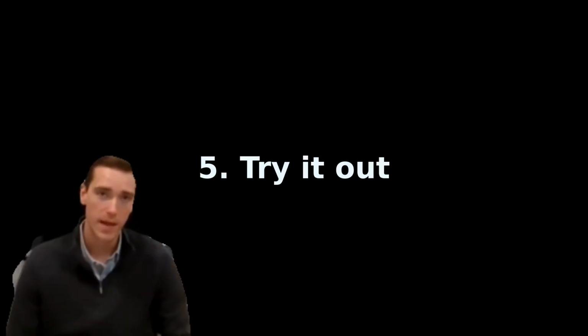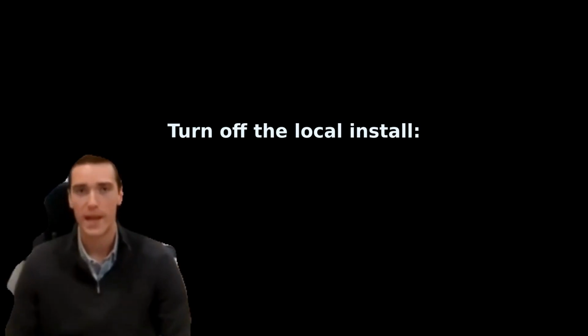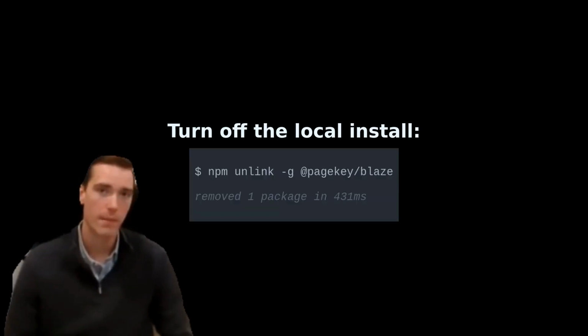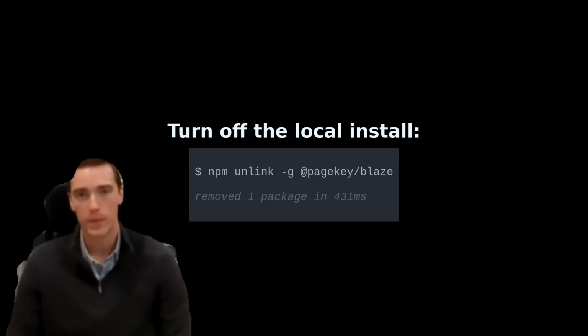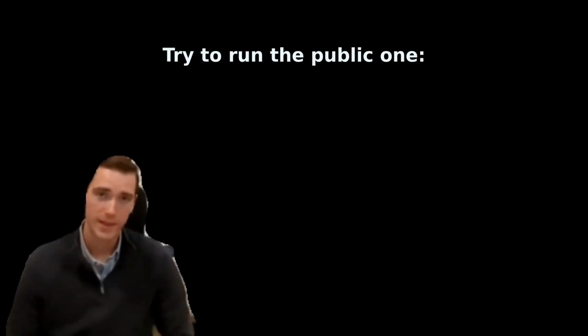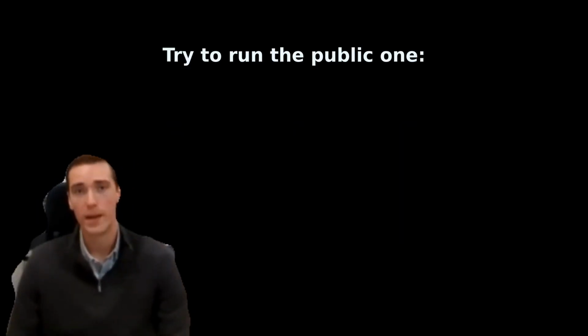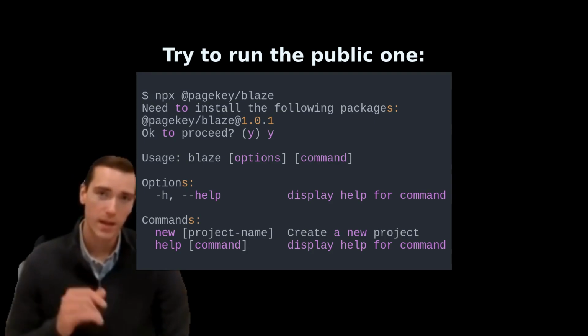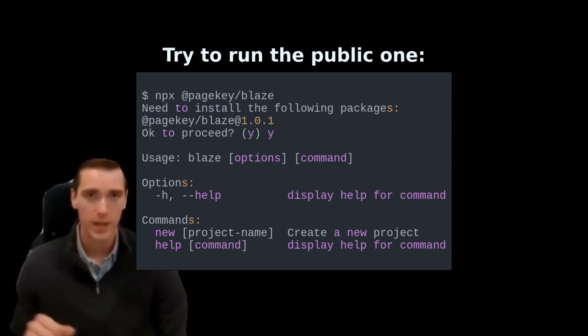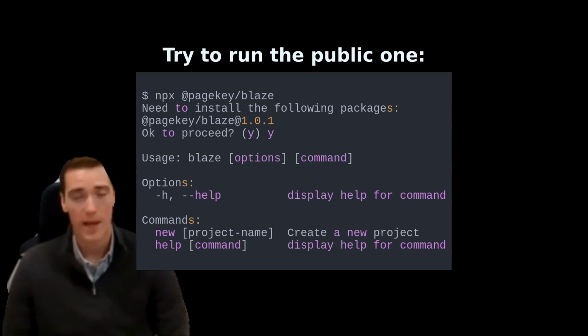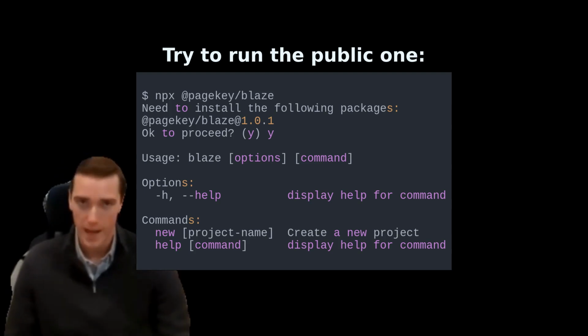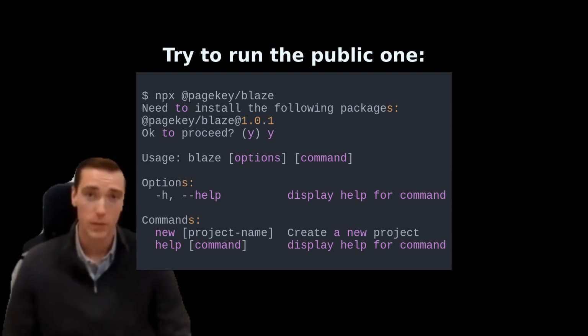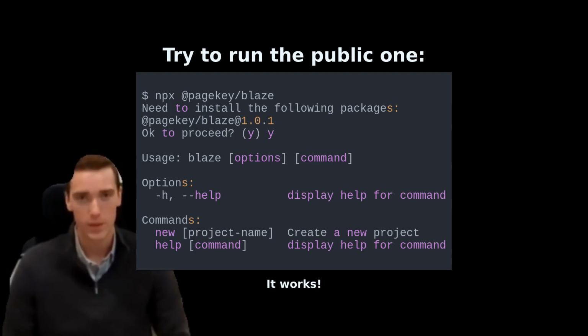Time to try this thing out. Turn off the local install. If you ran npm link earlier, you just do npm unlink -g and the full name of your package. Now you're going to do exactly what anyone else in the world can do now, which is run npx @yourusername/yourpackage, and then it won't be installed. It will ask you if you want to install it. This should happen for anyone with access to the internet. And you will see that our package runs, which is awesome.